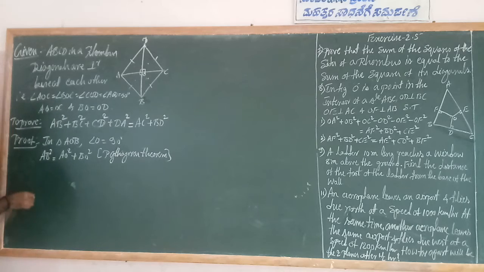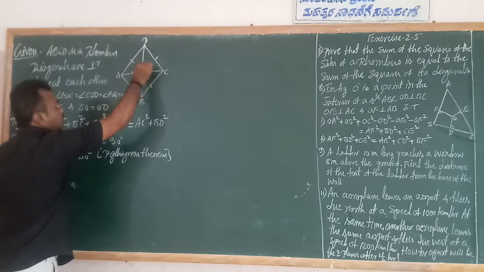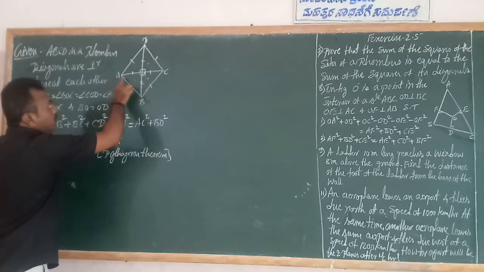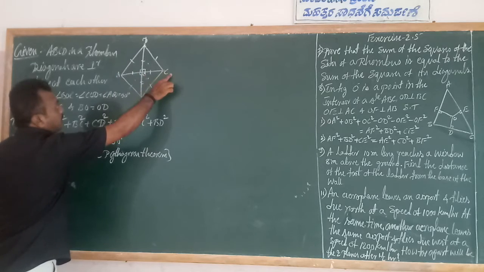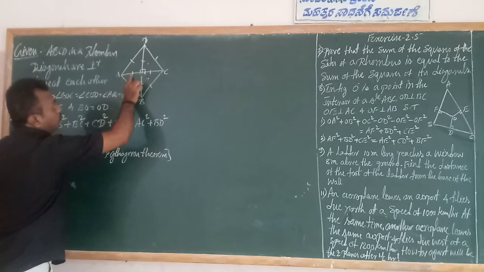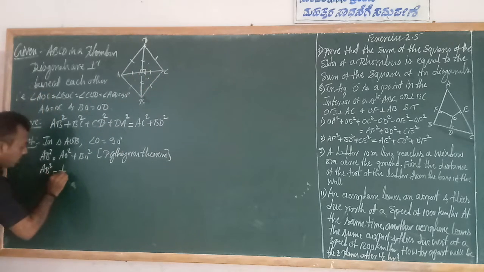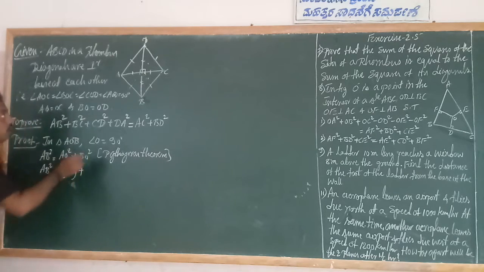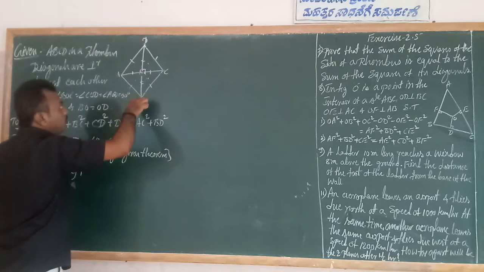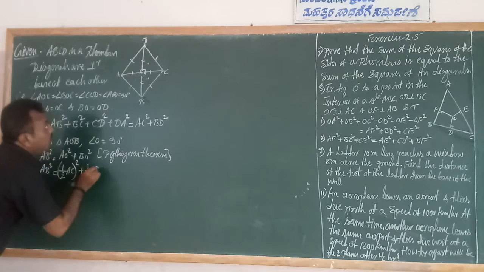Now, I will write AB square as equal to AO square plus BO square. AO is half of AC, because AO and OC are equal. Therefore, AO is half of the AC. So I will write half of AC, whole square, plus BO. Here BO is half of the BD, so half of BD, whole square.